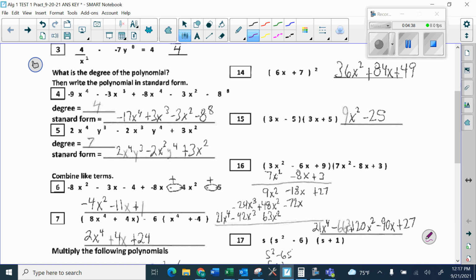Okay, number 6, combine like terms. So again, I'm just looking for the ones that have like terms. There's an x squared, there's an x squared. And negative times negative is positive, so 4 minus 8 is negative 4x squared.